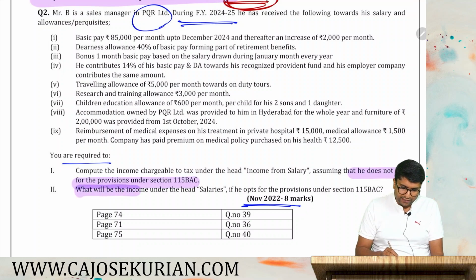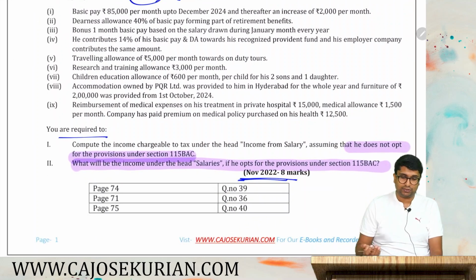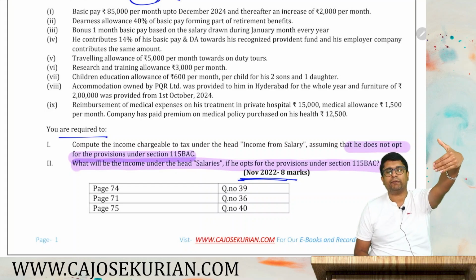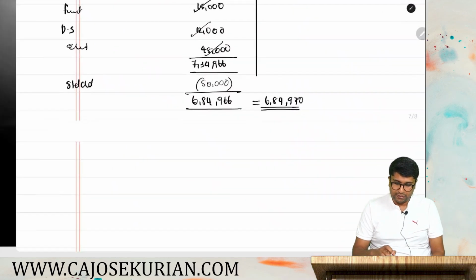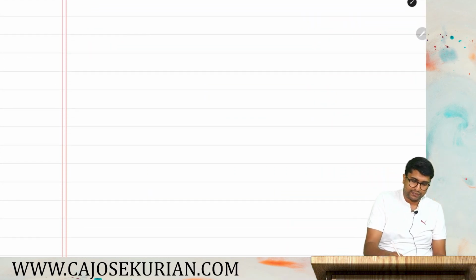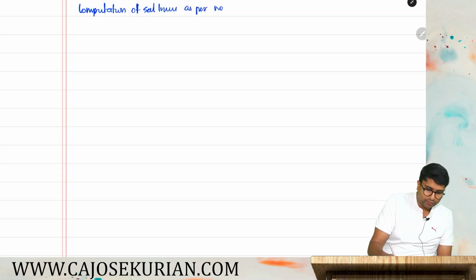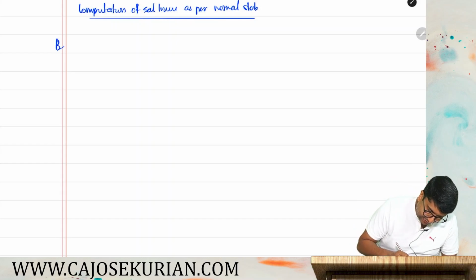Alright, what will be the income under salary if he opts for the provisions under 115BAC? So they have tested both 115BAC as well as the old. Let's solve it on the old first, thereafter we will compare and we will solve it under 115BAC. So computation of salary income as per normal slab rate. So starting with the first one, friends, they are saying basic salary.